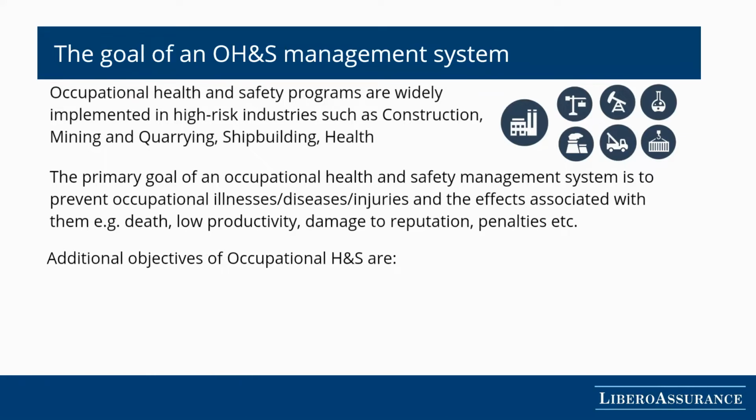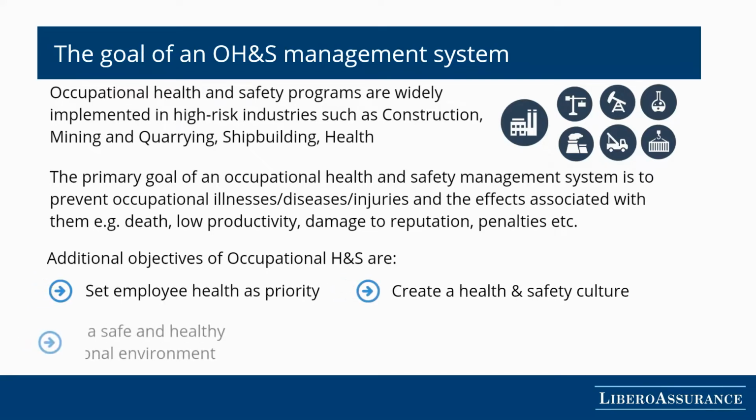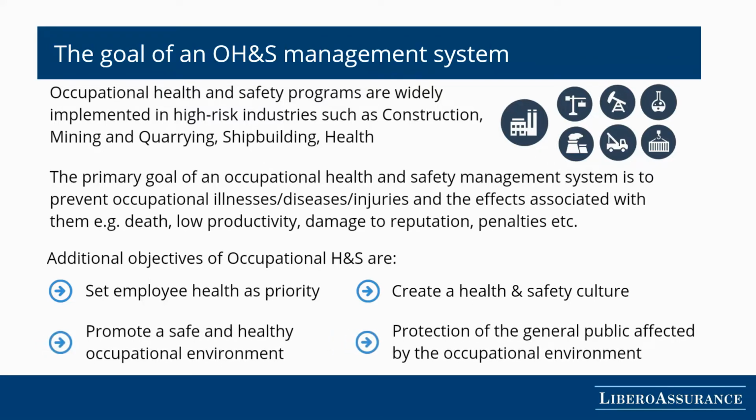Additional objectives of occupational H&S are setting employee health as a priority, creating a health and safety culture, promoting a safe and healthy workplace environment, and protecting the general public affected by the workplace.